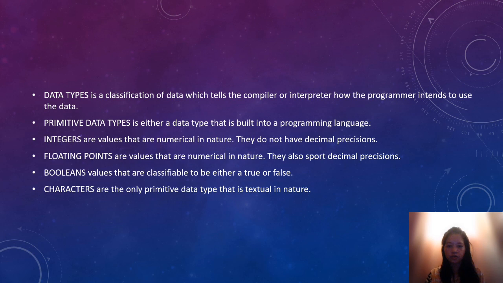Integers are values that are numerical in nature. They do not have decimal precision. Floating points are values also that are numerical in nature, but they also sport decimal precision. Booleans are values that are classifiable to be either true or false. Characters are the only primitive data type that is textual in nature.